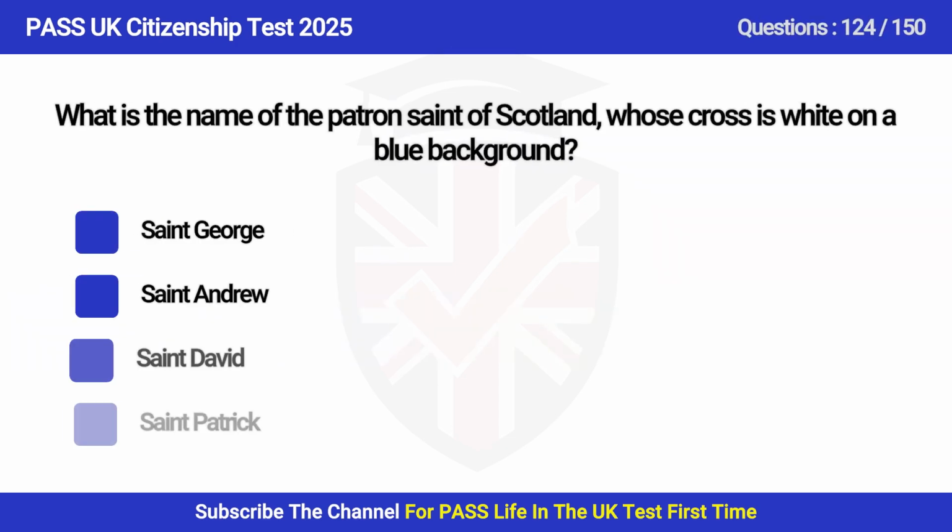Question 124. What is the name of the patron saint of Scotland whose cross is white on a blue background? A. St. George, B. St. Andrew, C. St. David, D. Saint.